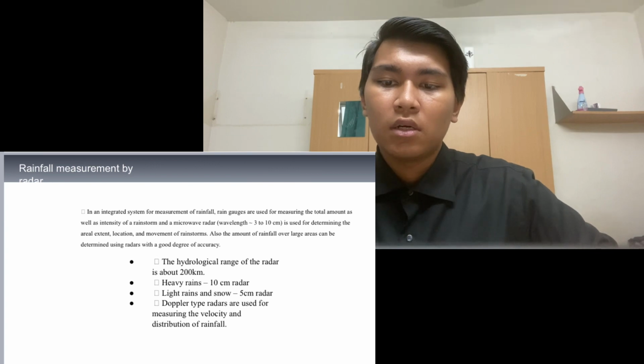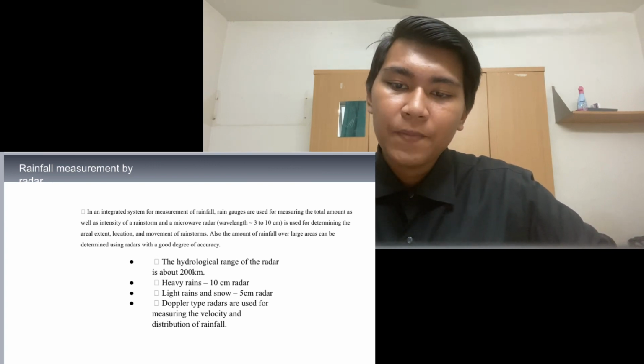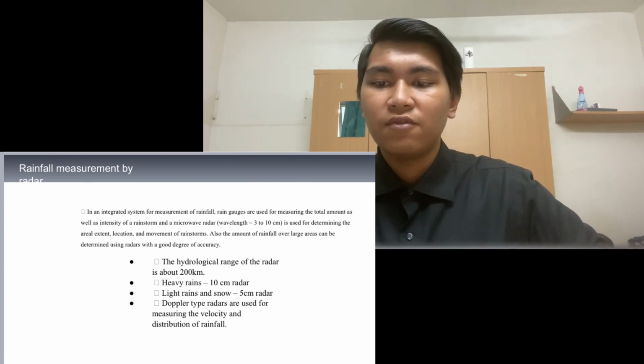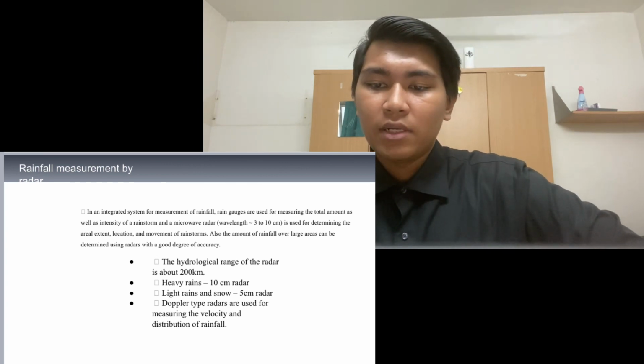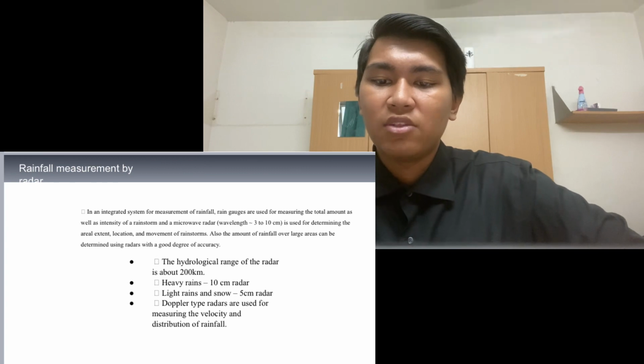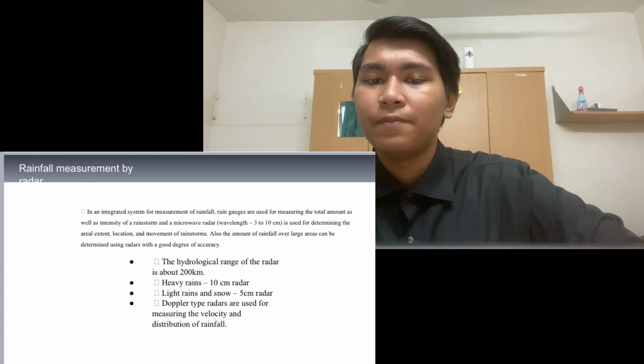Heavy rain uses a 10 cm radar. Light rain and snow use a 5 cm radar. Doppler type radars are used for measuring the velocity and distribution of rainfall.